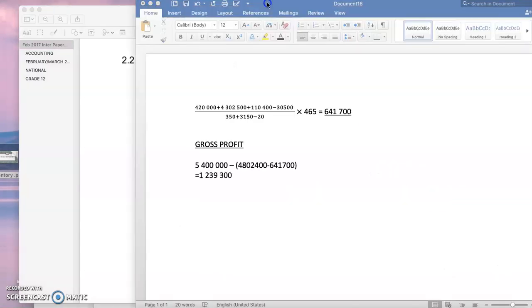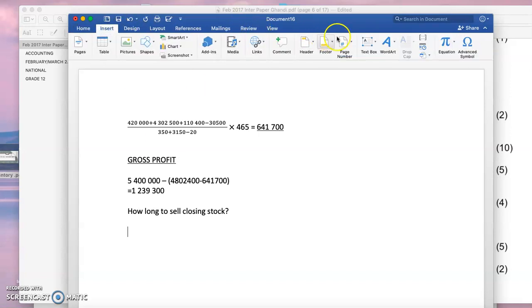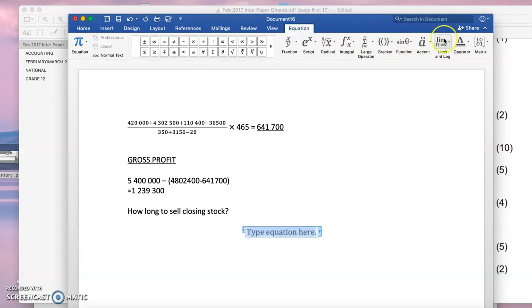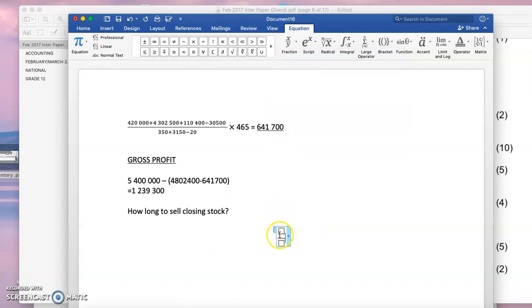So this is what I do. We want to say, how long to sell closing stock. Now, you will be given many different formulas to calculate things like that. I'm not going to go over it in this video because you will be taught this in school, or it will be in your textbook or guidebooks or whatever. But this is the formula I'm using here.